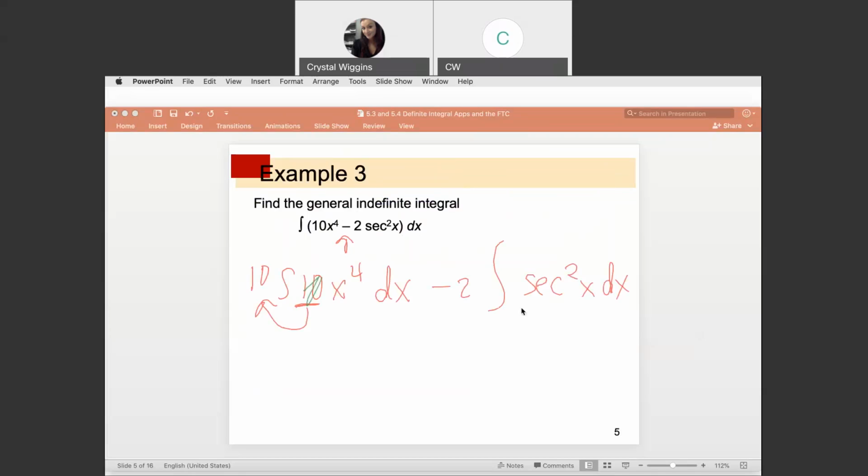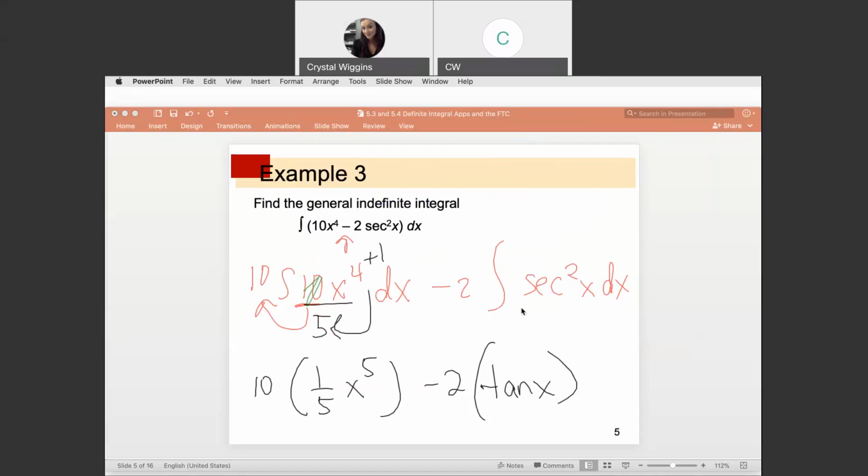So any constants that we multiply everything in the integral by can be taken out and placed in front of the integral. So now what I'm going to do to take the antiderivative of x to the 4th is I'm going to add 1 and divide. So I get 10 times 1/5 x to the 5th power minus 2 times the antiderivative of secant squared is tangent.